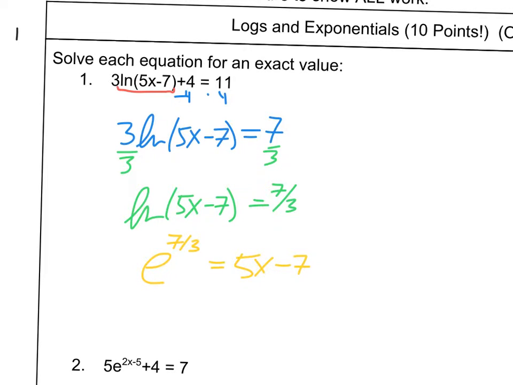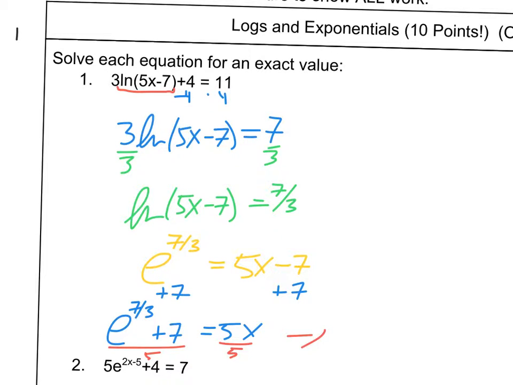I'm going to add 7 to both sides. We get e to the 7 over 3 plus 7 is equal to 5x. And then finally I'm going to divide both sides by 5. My final answer is going to be e to the 7/3 plus 7 divided by 5 is equal to x.